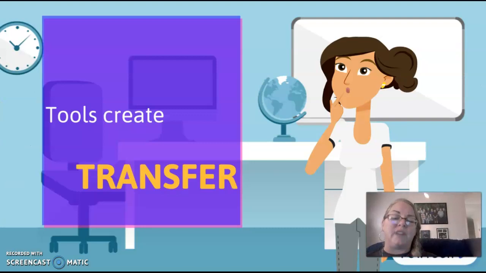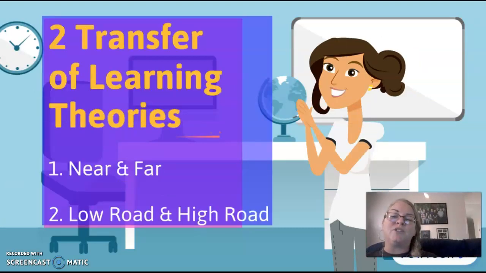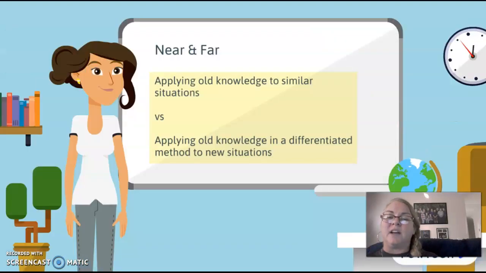Tools create transfer. So two transfer of learning theories, near and far, low road and high road, are theories that were talked about in some of our readings. And I'm going to explain to you the near and the far: near would be applying old knowledge to a similar situation that you would have practiced and practiced so much that it almost becomes automatic, versus your far transfer of learning, which would be applying old knowledge in a differentiated method to new situations.